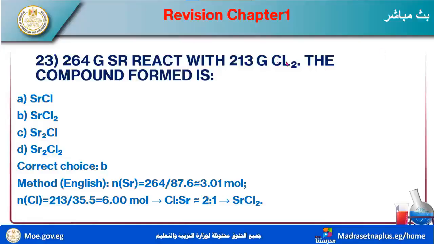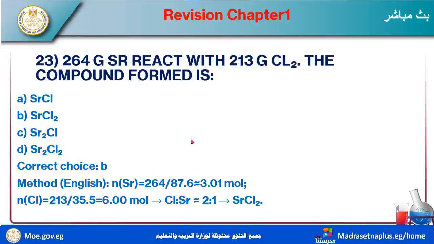And chlorine, Cl, we will divide 213 by 35.4 for 1 Cl. Now we have 6 moles. We want to know the ratio between Sr and Cl. We have 3 to 6, 1 over 2, or 2 over 1. So chlorine is 2 and the strontium is 1.